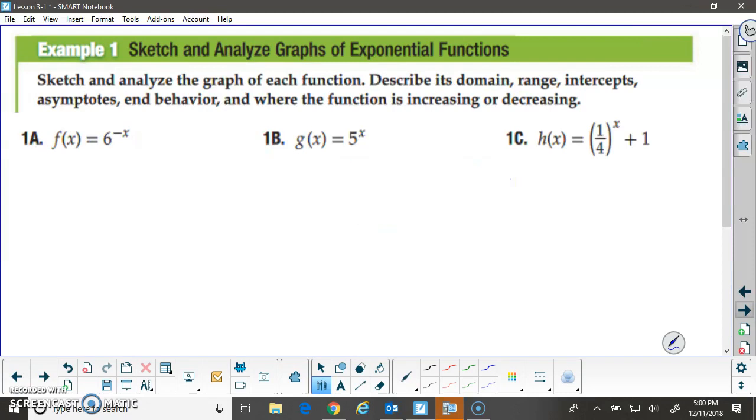Next one, example 1a. The base value appears to be 6, but with the negative exponent, this is going to be a decay. 1b. Base value is 5, that's bigger than 1, so it's growth. 1c, the base value is 1/4, that's smaller than 1, therefore it is decay.